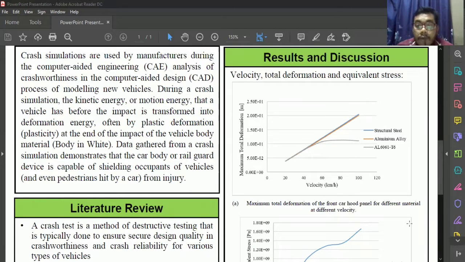There are two graphs for the result. This is the summary from the 5 velocities. The variables are velocity, total deformation, and equivalent stress.